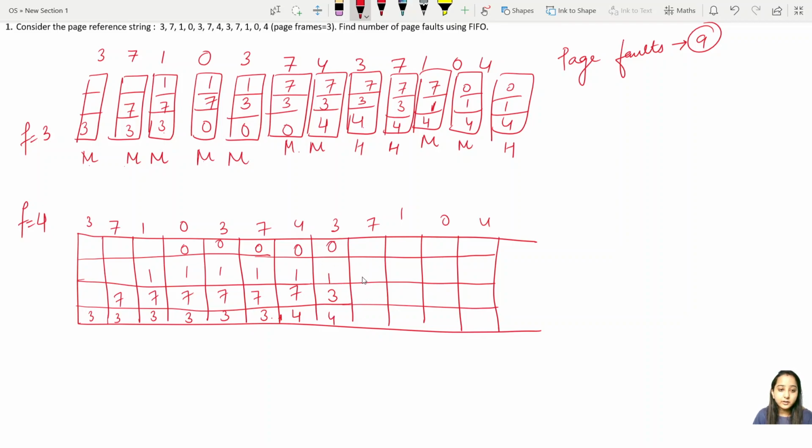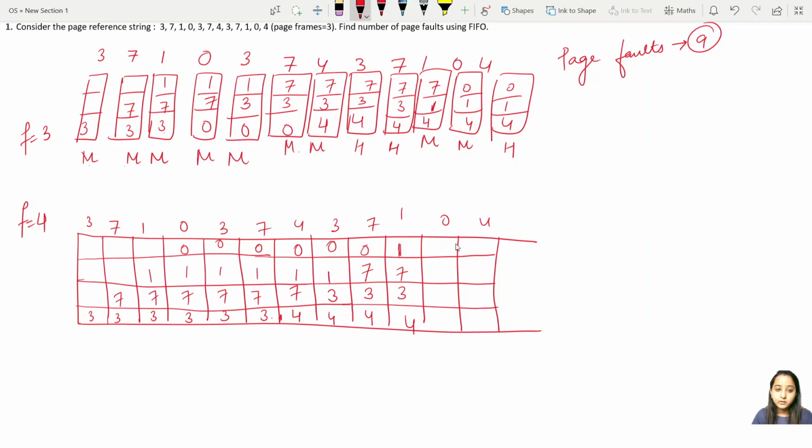Then 7 came. 7 will be replaced by 1 because 1 came earlier, then 3, 4 or 0. So that's why I have replaced here 7. And whenever you have to replace the page, then a page fault occurs. 1 came, 1 will be replaced by 0 because 0 came earlier, then 7, 3 and 4. That's why I have replaced 1 by 0.